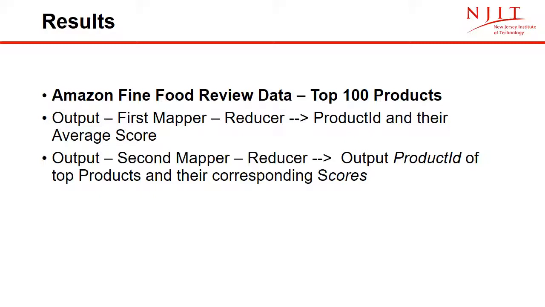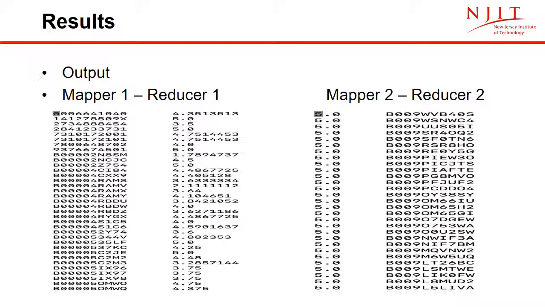Hi everyone, this slide shows evaluation results for Amazon Top 100 Products analysis of the Amazon Fine Food Review dataset. This filtering pattern outputs the top products and the output file shows the product IDs and their corresponding rates. We are using two mappers and two reducers. The first mapper reducer outputs the product IDs and their average score. The second mapper reducer outputs product IDs of top products and their corresponding scores, that is ratings. The first column is the product ID and the second is their corresponding ratings.